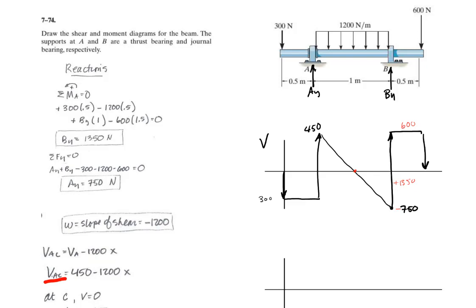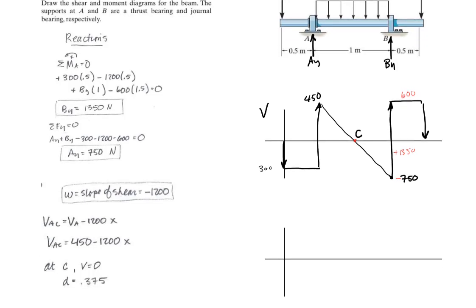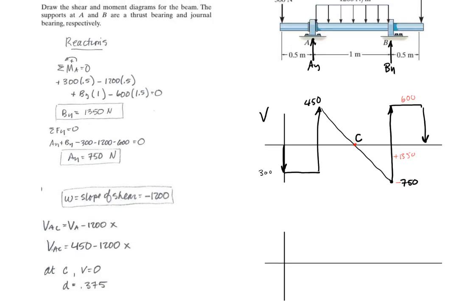V between A and B is equal to 450 minus 1200x. Now I'm going to label this point right there C, because that's a key place where things cross the x-axis. So let's just find out what that looks like. Where it crosses the x-axis, I want to set this equal to 0 because shear is equal to 0, so my equation is 450 minus 1200x. At C is where shear is equal to 0, and I can solve that for this distance. D is equal to 0.375, so this distance is 0.375 meters.